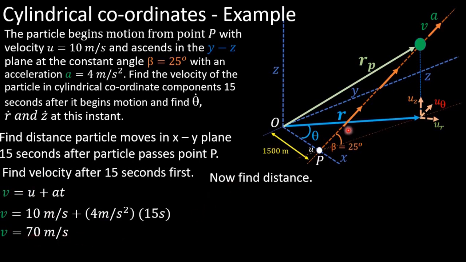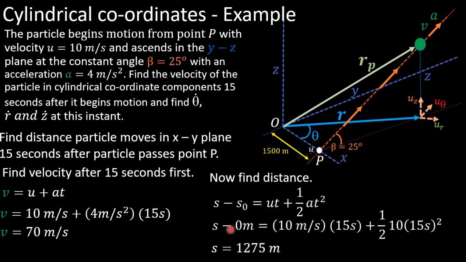So now we're going to find the distance. So the distance is going to be s minus s sub 0. So s sub 0 is our initial position, and that's going to be equal to ut plus half at squared. Put our numbers in and we get s equals 1,275 meters. Okay, so that's going to be that distance there.